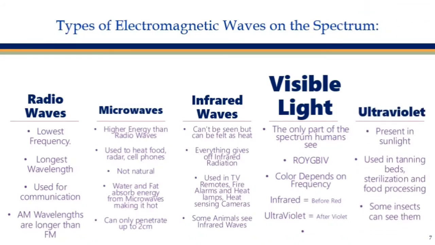Ultraviolet, present in sunlight, used in tanning beds, sterilization, and food processing. Some insects can see them. So this is the one that you use sunblock for, and you get the special sunglasses that block the ultraviolet rays. It occurs naturally, but it can be dangerous to your skin and to your eyes.